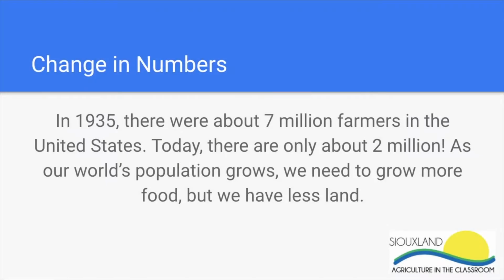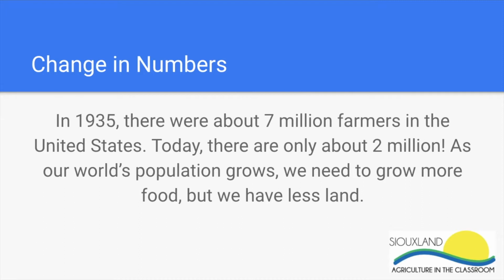Okay, as we talk about change in agriculture, I want to start by pointing this out to you. In 1935, there were about 7 million farmers in the United States, but today there are only about 2 million. Now, 1935 seems like a long time ago, but my grandparents were alive at that time, and I would guess that you have family members or people, neighbors who were too. So it really wasn't that long ago. 7 million farmers, and we've cut that number by 5 million.